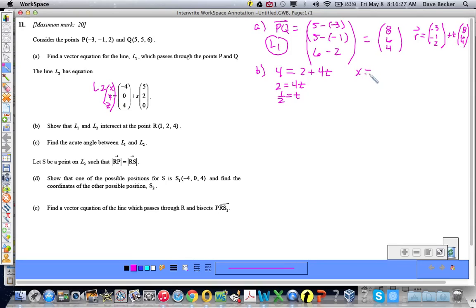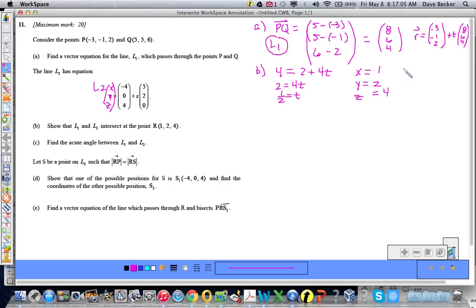x is going to equal negative 3 plus 2 times 8. Wait, I feel like I'm doing something wrong here. What am I doing? Oh, I'm such an idiot. It's 1/2, that's what I'm doing wrong. Negative 3 plus 1/2 of 8. Negative 3 plus 4 is 1. y is going to be negative 1 plus half of 6, so negative 1 plus 3 is 2. And z is going to be equal to 2 plus 2, or 4.